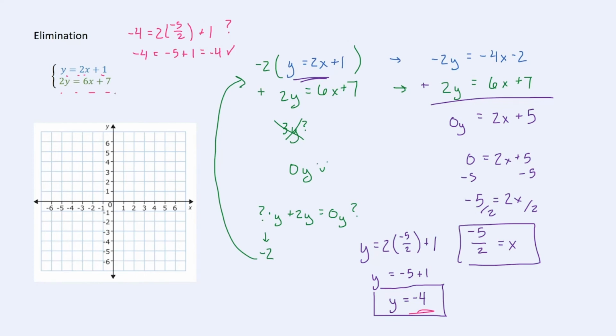Let's try the next one. 2y equals 6x plus 7. This is equal to 2 times negative 4 equals 6 times negative 5 over 2 plus 7. When we simplify the equation, we find out that negative 8 equals negative 8, which is also true. This means that our answers are correct.